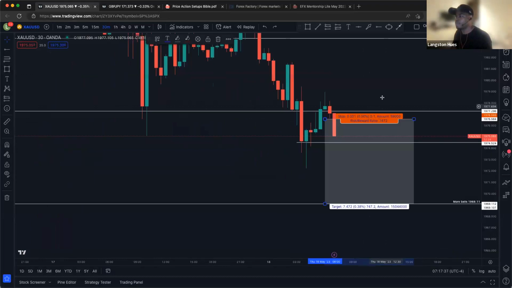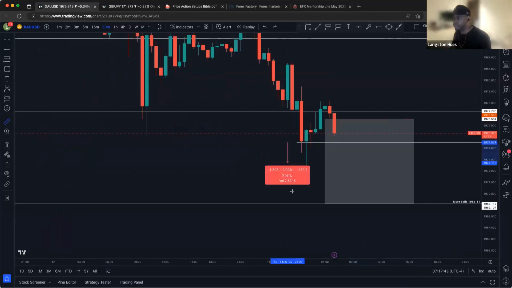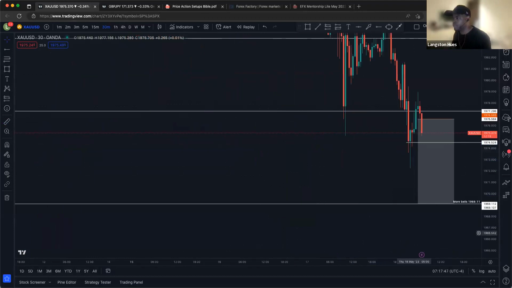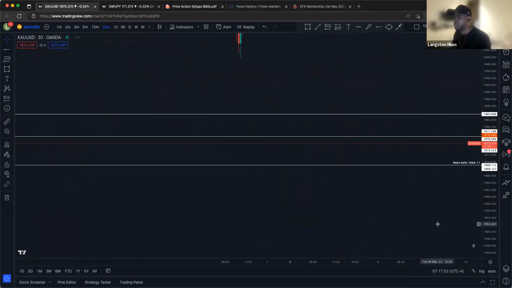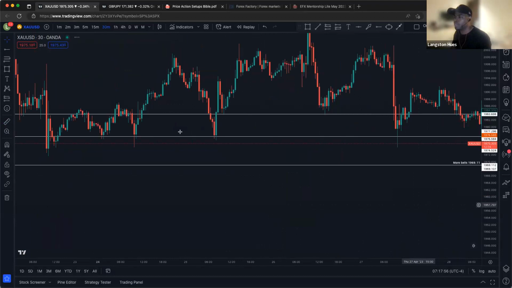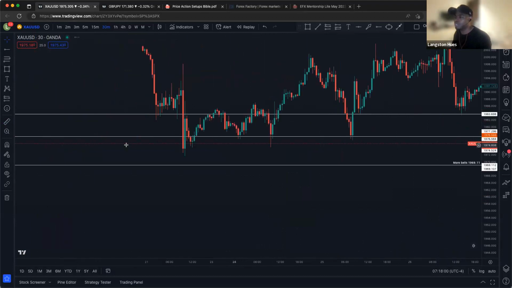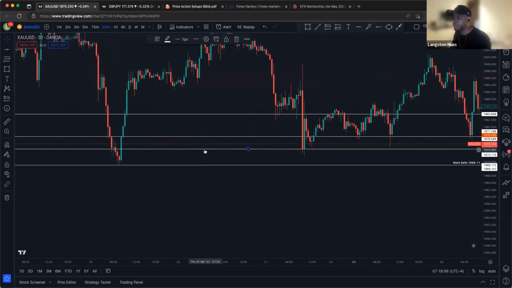So potentially more sales on gold. And this range is 52 pips. Looking left, wow, this level is insanely strong. And look at this level right here. Isn't that the same level we're waiting for right now for price to close below?